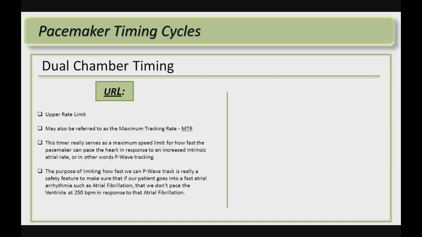The purpose of limiting how fast we can P-wave track is really a safety feature to make sure that if our patient goes into an atrial arrhythmia, such as atrial fibrillation, we don't pace the ventricle at 250 beats per minute in response to that atrial fibrillation.